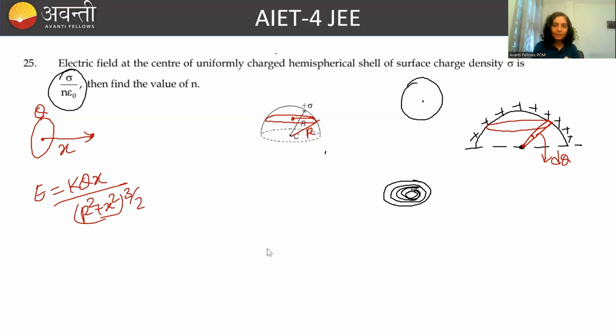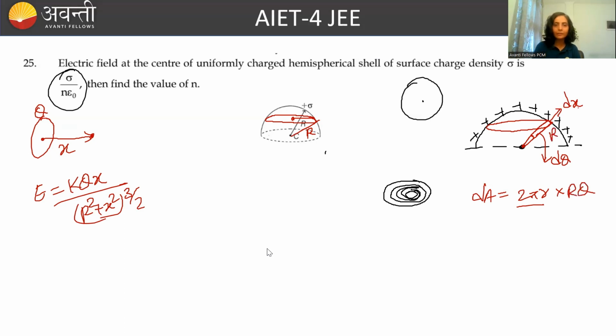Similarly, here charge on the ring will be what? First, let's calculate that. Here surface charge density is given. So let's calculate what is the area of this ring. Since this ring has a width, it will have area. So small area of this ring will be equal to how much? 2 pi into radius of the ring into how much? This linear width, इसको dx ले लो, तो dx कितना हो जाएगा? r d theta, where r is the radius of this hemisphere.